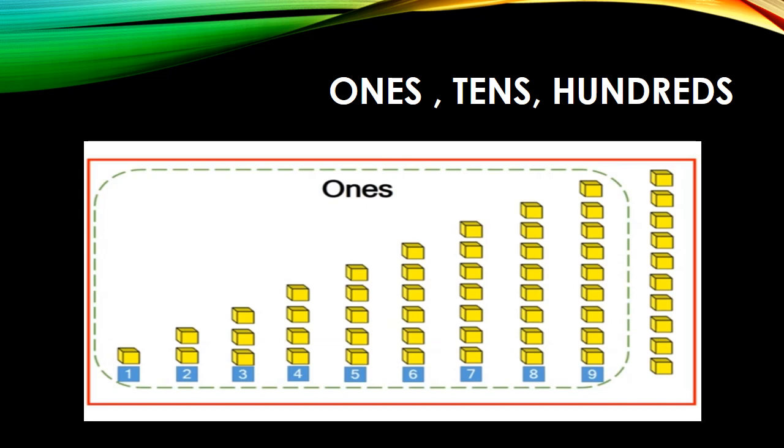There is one block equals to 1 one. 2 blocks equal to 2 ones. 3 blocks equal to 3 ones. 4 blocks equal to 4 ones. 5 blocks equal to 5 ones. 6 blocks equal to 6 ones, and so on. 9 blocks equal to 9 ones and 10 blocks equal to 10 ones.